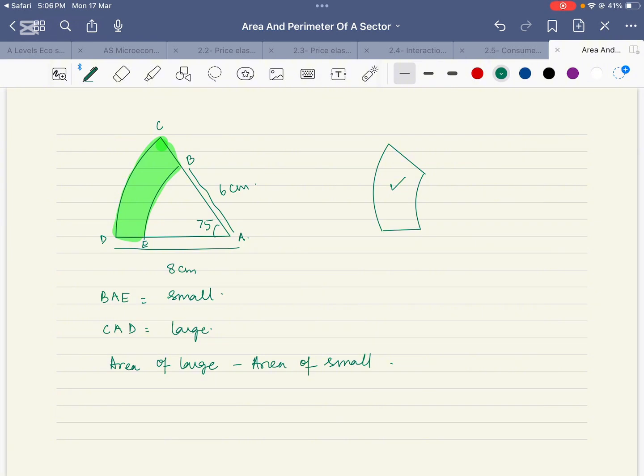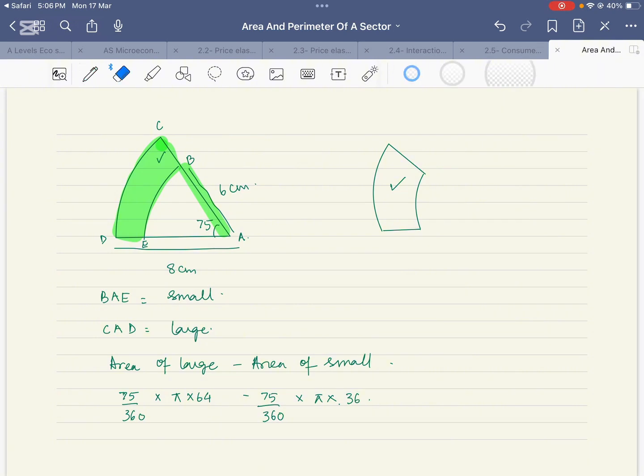How do we find out the area? Theta upon 360, theta is same, 75 upon 360, as we are looking for area, multiply by pi r square. For the larger one it is 8, pi r square for larger one is 8 square. For smaller one we have theta upon 360 into pi into r square, which is 6 square. You calculate it and you get the answer.